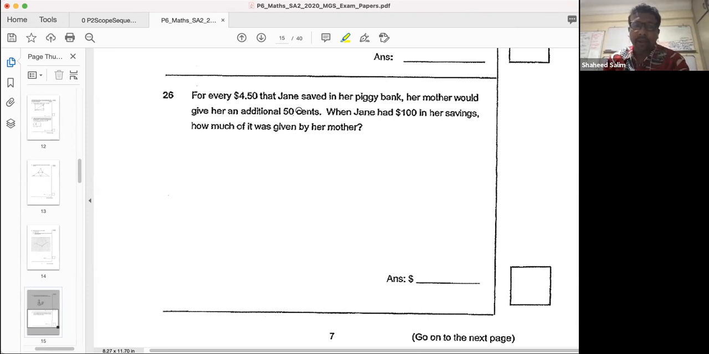Okay, this is now in the piggy bank. This is like a savings problem. For every $4.50 Jane saves in the piggy bank, mother would give an additional 50 cents. It's quite easy. So every time she puts in $4.50, mother gives 50 cents. So altogether she has how much? You find out.